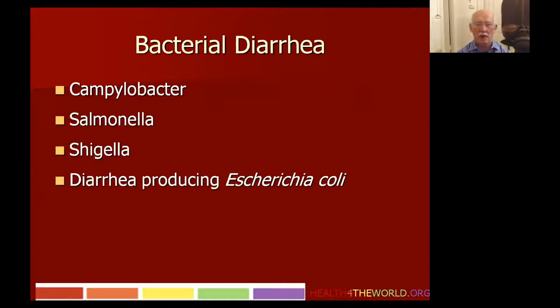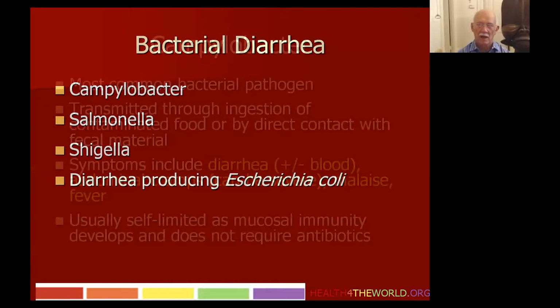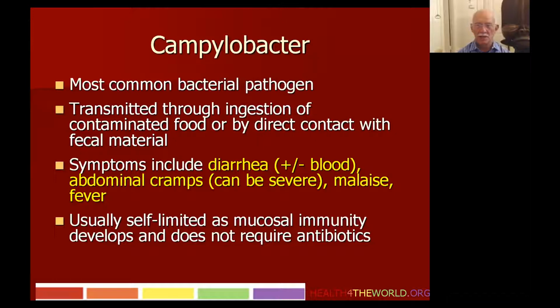Of the bacterial diarrheas, I will talk about 4: Campylobacter, Salmonella, Shigella, and diarrhea-producing E. coli. Campylobacter is, at least in the United States, the most common bacterial pathogen. It is transmitted through ingestion of contaminated food or by direct contact with fecal material. Symptoms include diarrhea with or without blood, abdominal cramps, which can be severe, malaise, and fever. It is usually self-limited as the mucosal immunity develops, and it does not require antibiotics in most situations.